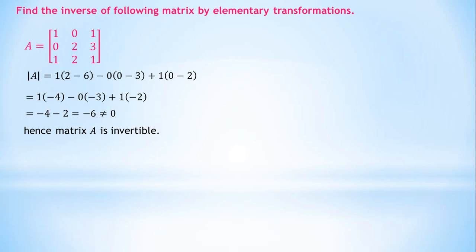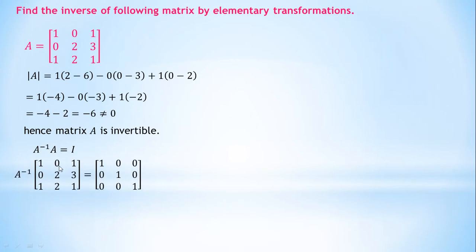Now if you want to use column transformations, then we have to use this equation, because this is a post factor. A inverse into A is equal to I, and if you want to convert the matrix A to the identity matrix, then you have to use this equation, A inverse A is equal to I. So write down the equation in the matrix form.